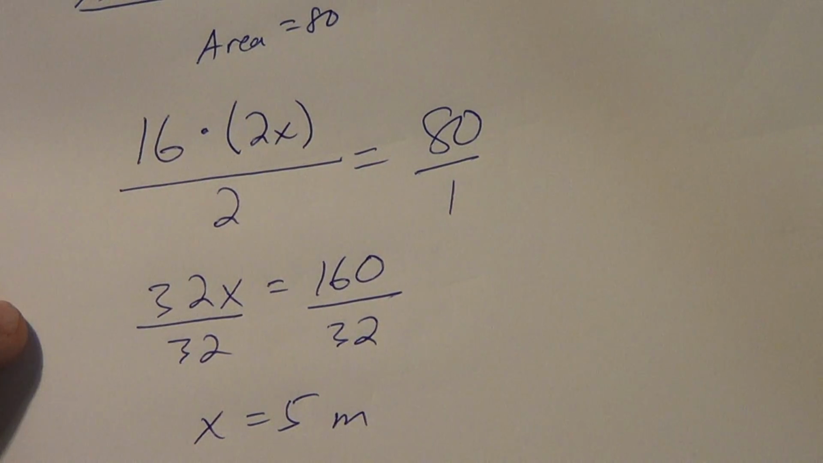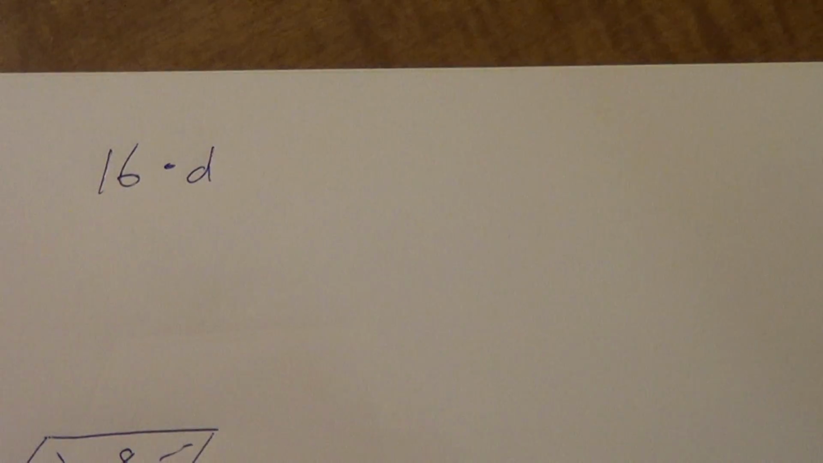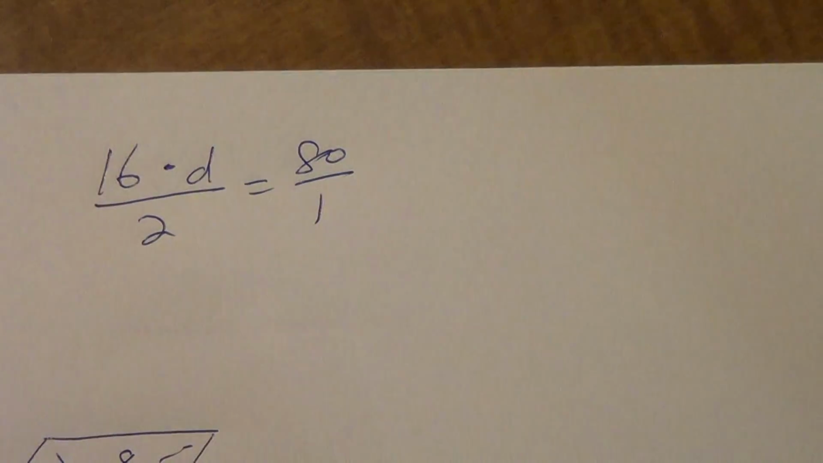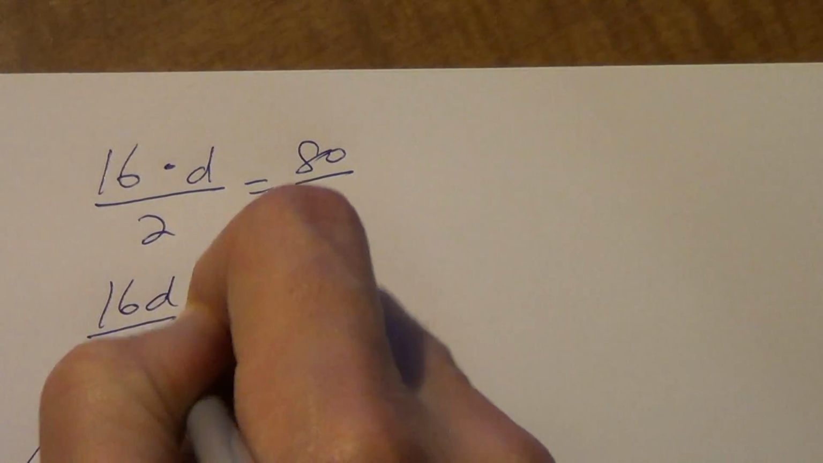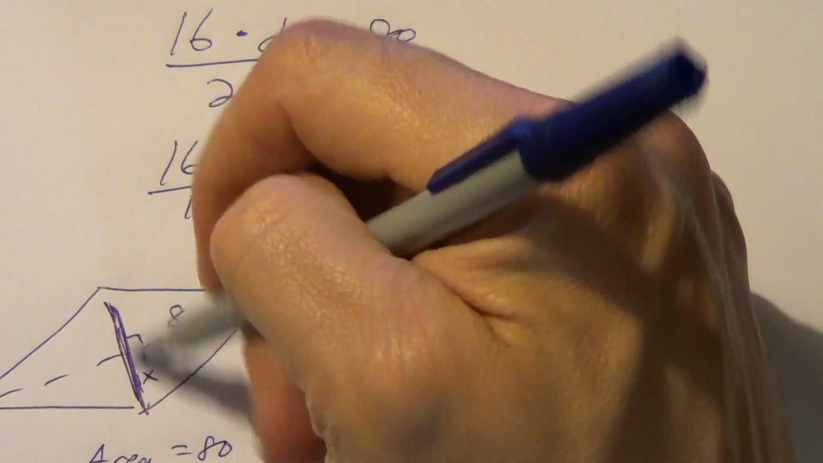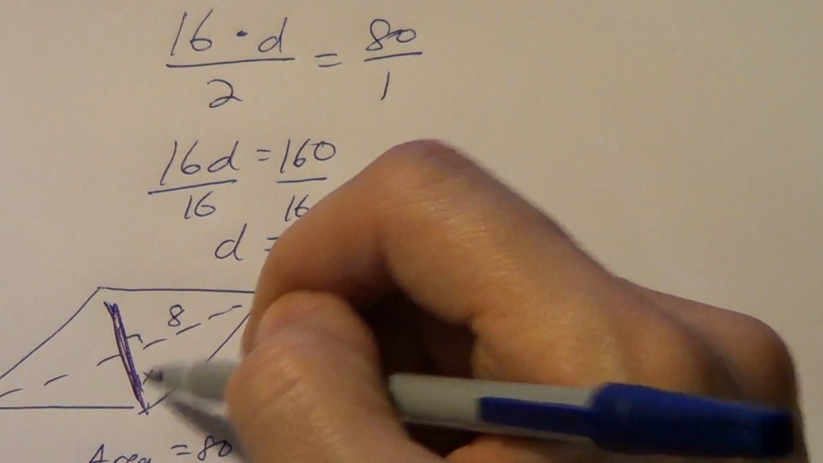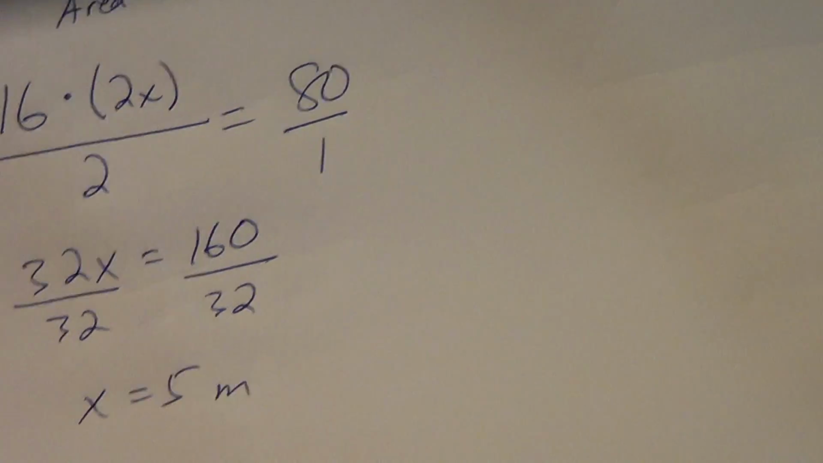Now I've seen some people do this one slightly different ways, so let me show you another way you could do it. All right, so diagonal 1, 16 times diagonal number 2, which we don't know, and they just call the whole diagonal d. Over 2 equals 80, which is over 1. Cross multiply, 16d equals 160, divide by 16, so d equals 10. But d, in that case, is this whole diagonal. And so just to solve for x, I have to cut it in half, so that takes me right back to the 5 that we had down here the first time. Either way is acceptable, as long as you show proper work.